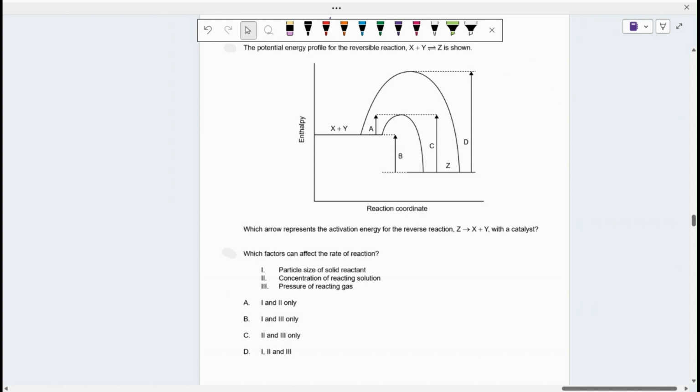Next question, we have a potential energy profile for the reversible reaction, and we need to pick the arrow that represents the activation energy for the reversed reaction with a catalyst. Okay, so activation energy with a catalyst, we have 2 reactions. So with a catalyst, we'll be looking at this one. That's the activation energy for the forward. So that will be the activation energy for the backwards, which is C.